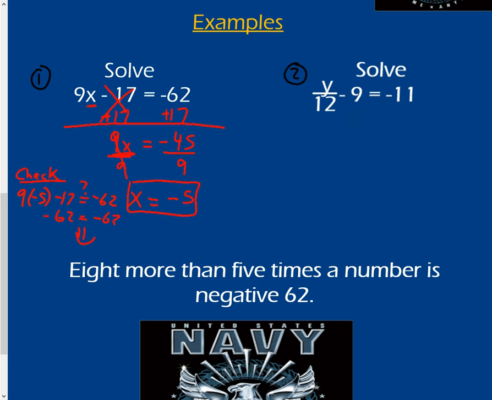But my guess is it'll take you a while to figure that one out on your own without using these steps, which is why we have these lovely steps to follow in solving equations. They're logical, they make sense, they're based on opposites. All right, let's go to number 2.